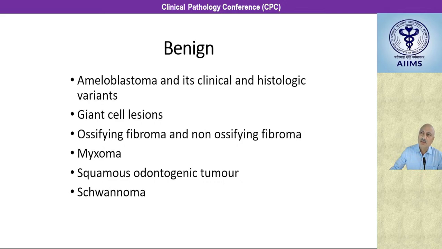Other lesions which we commonly see in the anterior mandible are fibroma or non-ossifying fibromas. These are well-defined, unilocular lesions, sometimes you see septa in between. Another lesion is myxoma, maybe odontogenic, non-odontogenic. You see a tennis racket appearance there, where thin septae are perpendicular to each other. Other lesions can be schwannoma or squamous odontogenic tumor. Schwannomas, because it is near the mental nerve, are well-defined, slow-growing lesions with corticated borders.